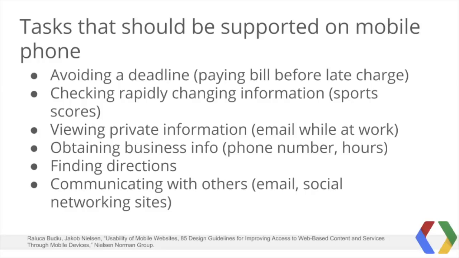In Usability of Mobile Websites, under What to Include on a Mobile Site, are tasks that relate to users avoiding a deadline, checking rapidly changing information, viewing private information. This is probably because mobile phones are much more personal than tablets or laptops. The other tasks mentioned for mobile sites are obtaining business information like phone number or store hours, finding directions, and communicating, such as with email or social networking sites. Many of these tasks probably resonate with your own smartphone usage.